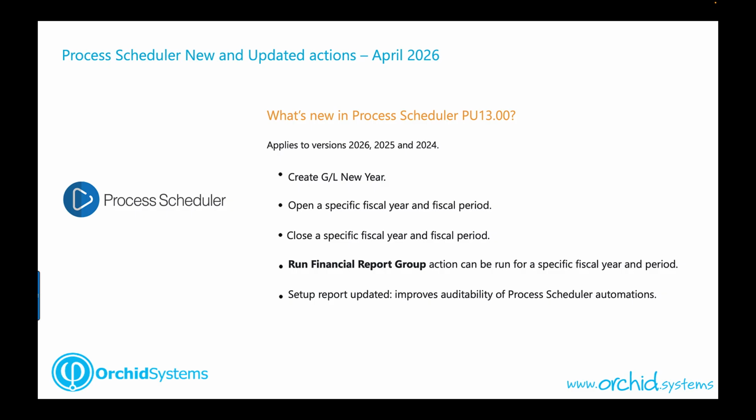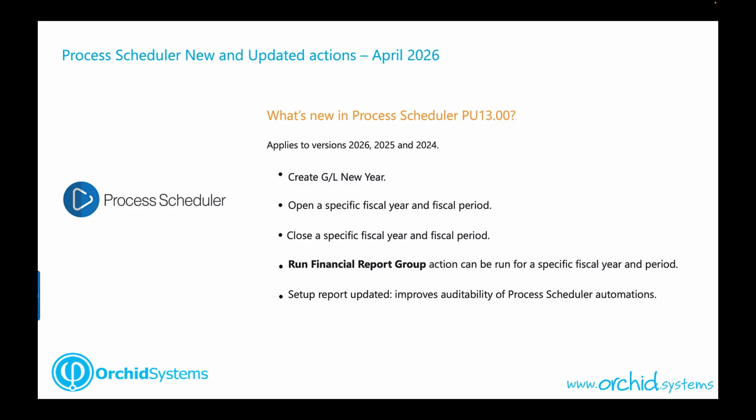This webinar coincides with new features and new actions in Process Scheduler that we've recently released in PU13. It applies to versions 2026, 2025 and 2024 of Sage 300. We have a new action that lets you create a GL New Year. Another action lets you open a very specific fiscal year and fiscal period. Similarly, you can close a specific fiscal year and fiscal period.